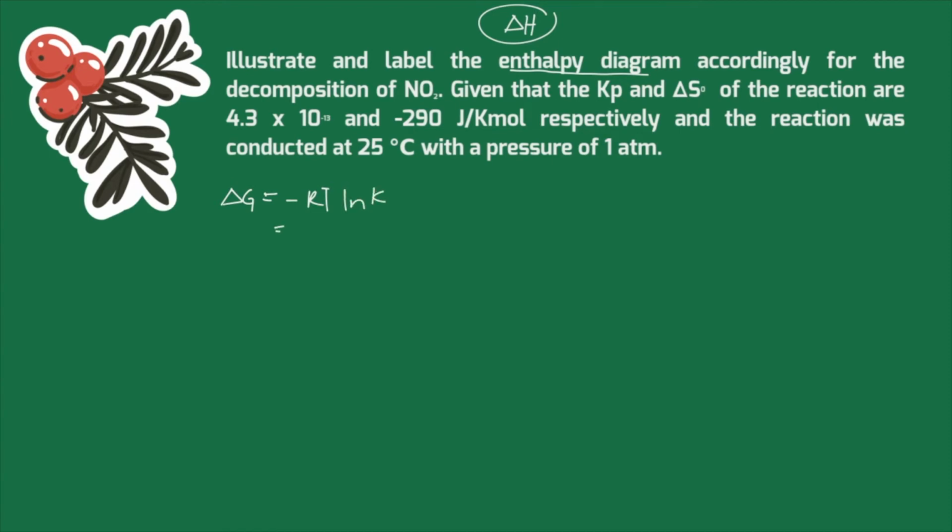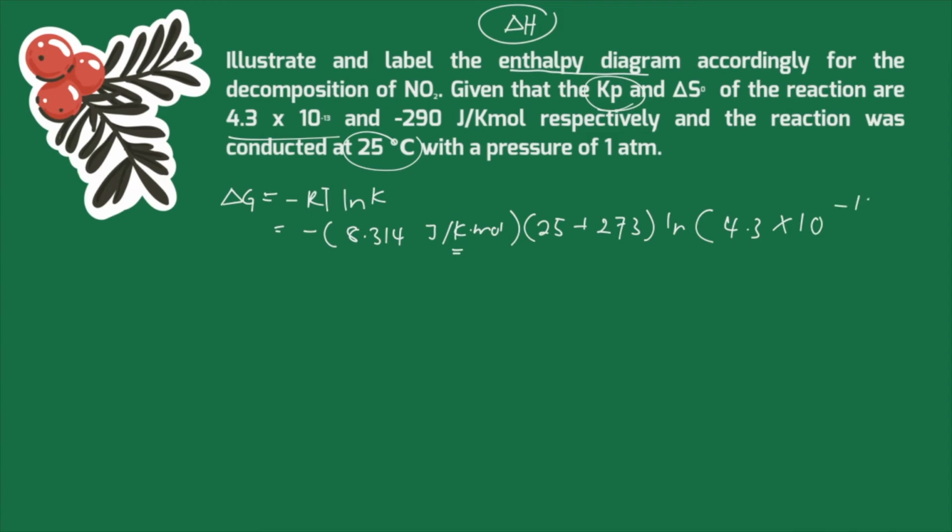So your R is the gas constant, which is 8.314, so the unit shall be in joule per Kelvin mole. And your temperature is 25 degrees Celsius. But since your R is in Kelvin, so 25 plus 273, ln K. What is your K? It is the value of your Kp, which is 4.3 times 10 to the power of negative 13.